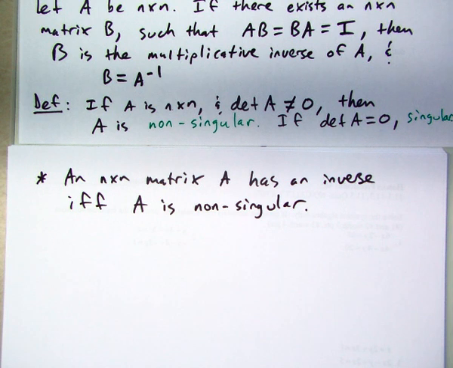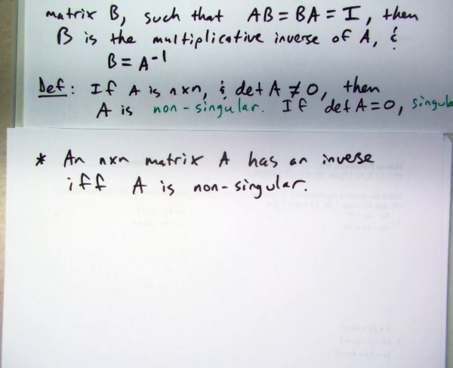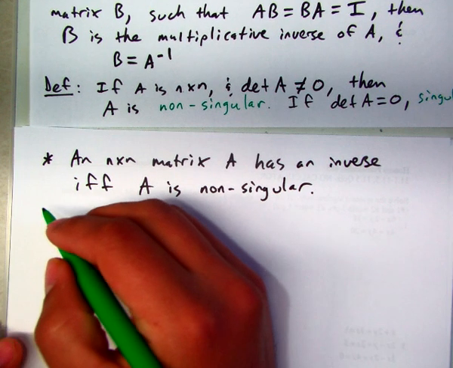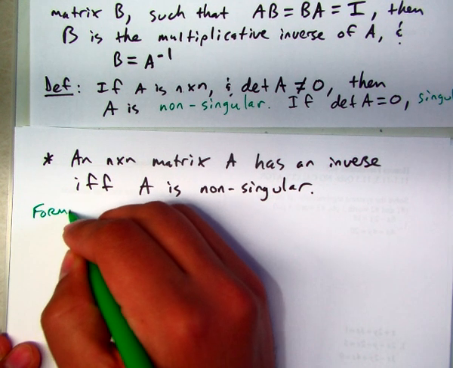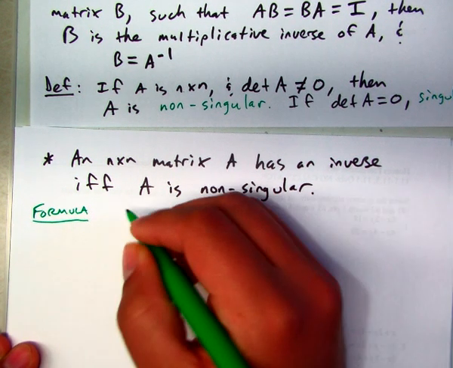And if you're not familiar with how to find the inverse of a matrix, we're going to go through that for a 2 by 2, 3 by 3, and so on, so you get an idea of how to do that, and it'll be very clear why the determinant needs to be not equal to 0. Okay, so here's a formula to find an inverse.